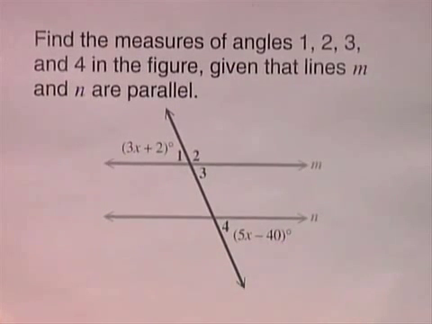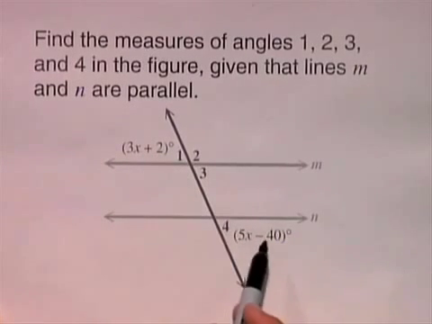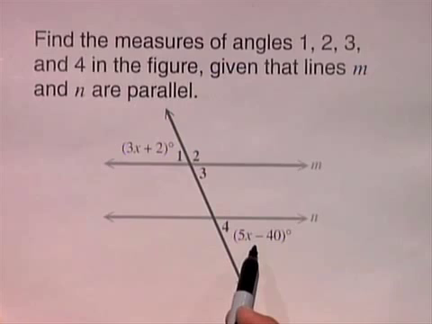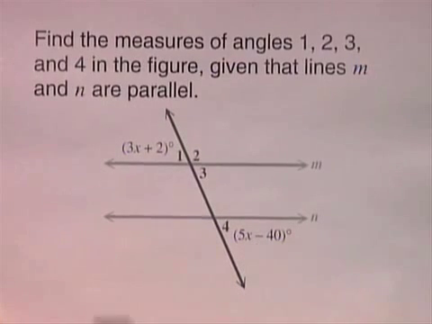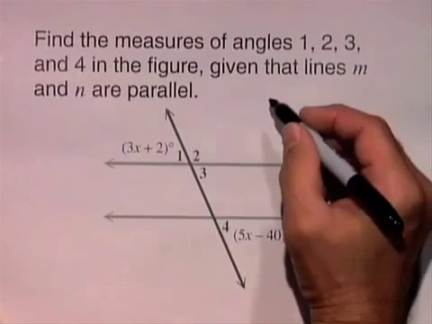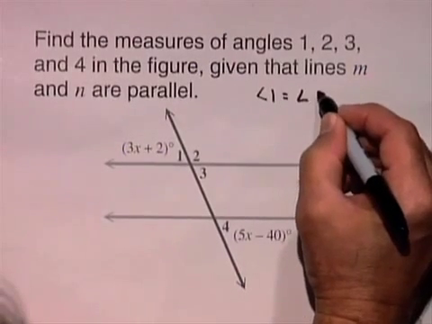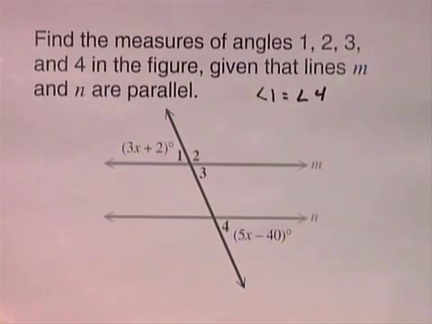is 5x minus 40. The next thing is that angle 1 and angle 4 are called alternate exterior angles. And that means that they are equal to each other. So one piece of information is that angle 1 is equal to angle 4.